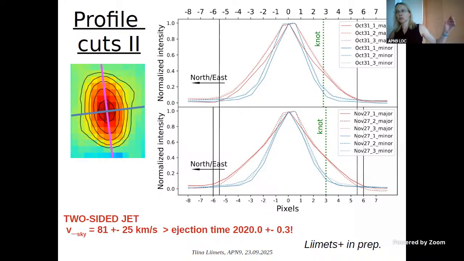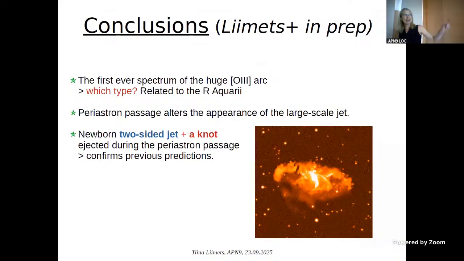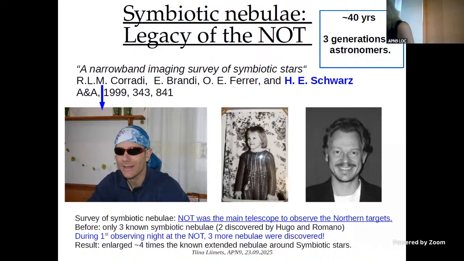But we also noticed that there is actually a two-sided jet, where this not very faint knot that we discovered is inside. So here are my conclusions, but I will steal another minute, because I think it's very important to emphasize that this type of observations, to get the evolution of the extended outflows in the plane of the sky, takes a lot of effort of many people and many years.